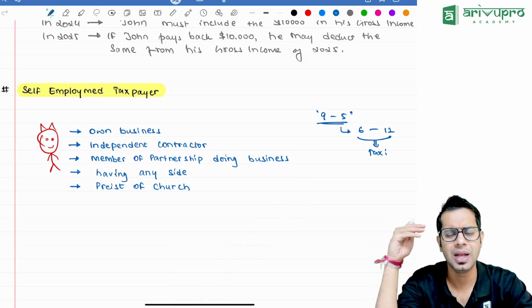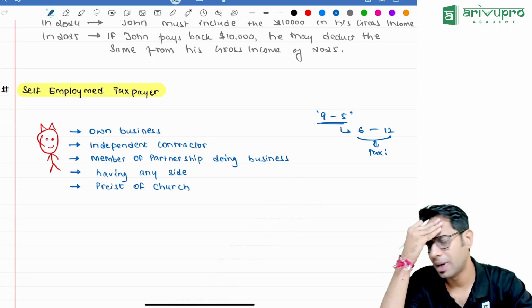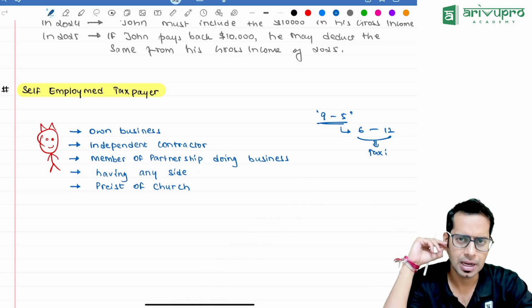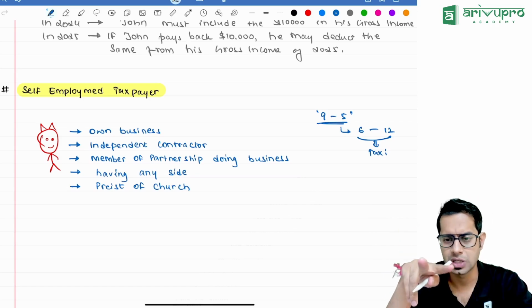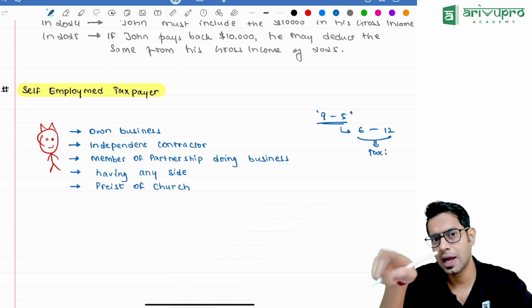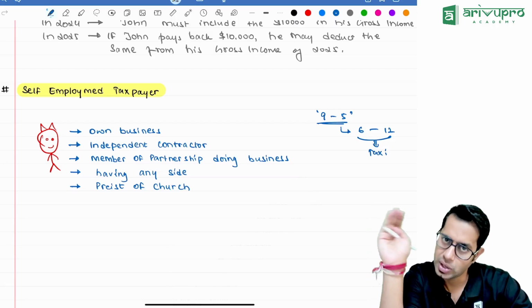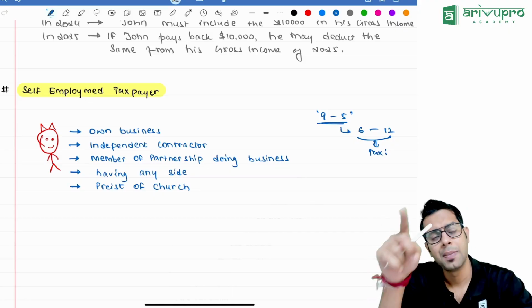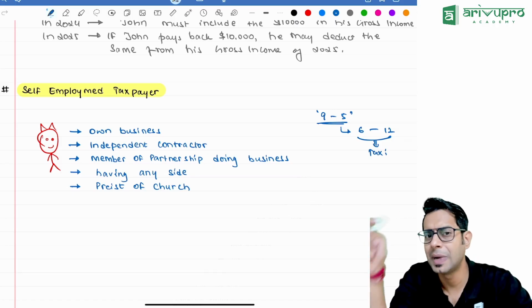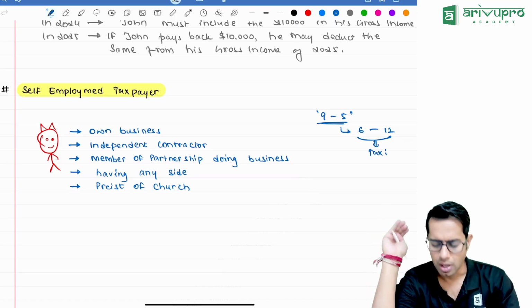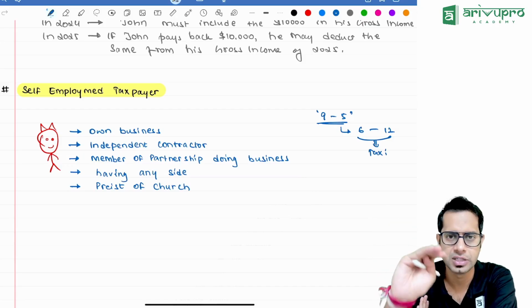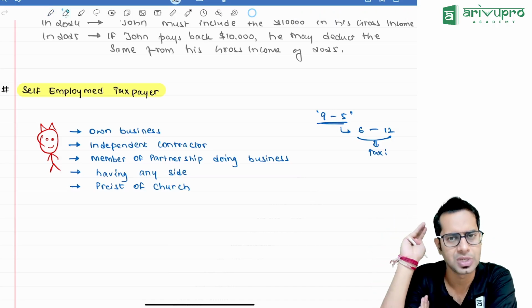For example, let us say tomorrow you qualify and you act as an accountant of any company. There are two options. You can either be an employee of the company and do accounts by going to the company on a daily basis, or you are going to the company on a daily basis and doing their accounting work, but you are not the employee of the company, you are just an independent contractor for them. Or you are a member or partner of any partnership firm which is doing any type of business or profession.